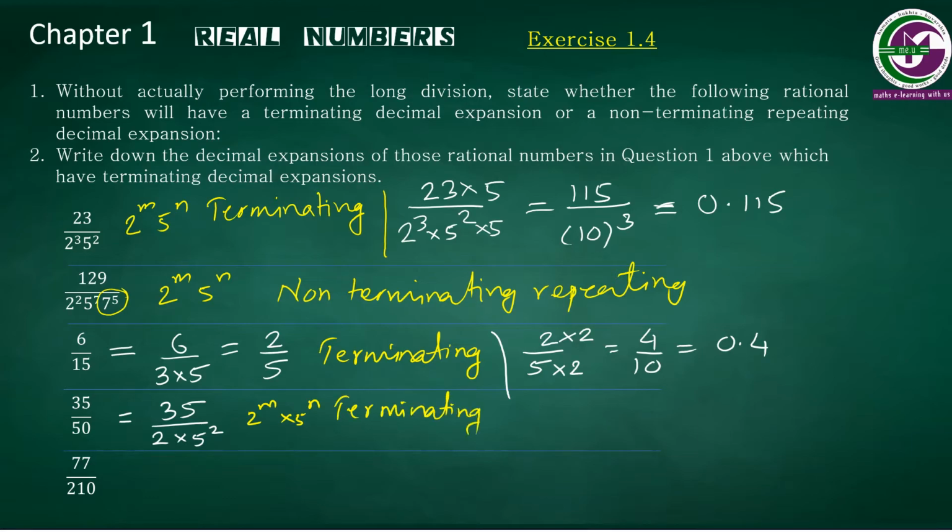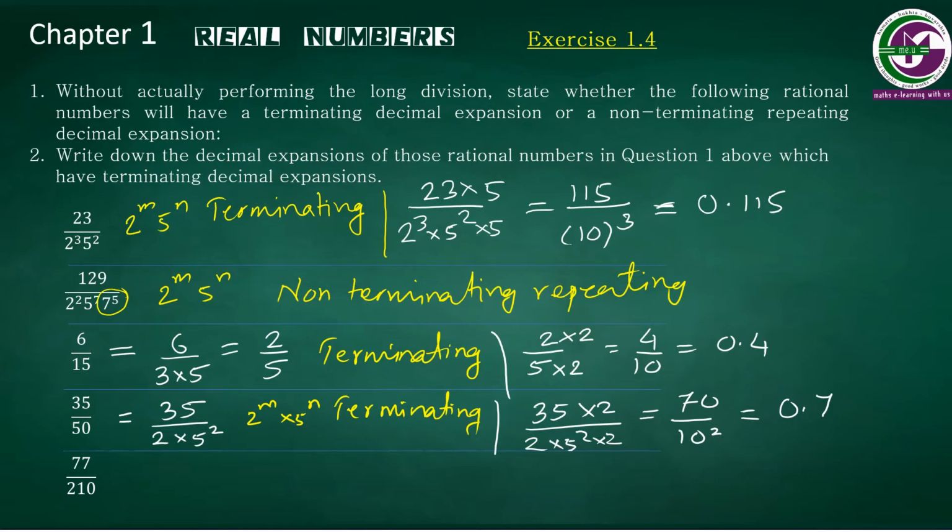Terminating decimal expansion. For question number 2, we'll find out the decimal expansion. To make a pair of 2's and 5's, we need one more 2 in the denominator. So we'll multiply 35 times 2 divided by 2 times 5 square times 2. So it will be 10 square, so 70 upon 10 square. 10 square means 100. 70 upon 100 is 7 upon 10, 0.7.